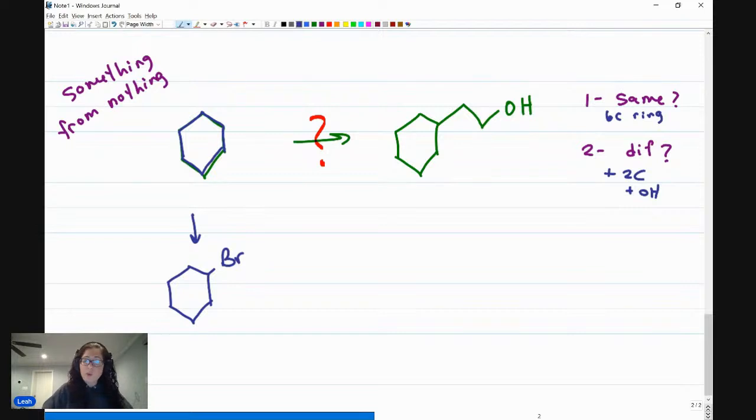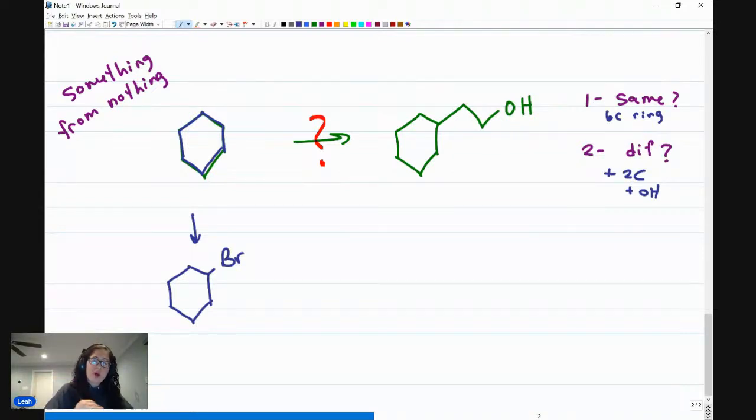Radical halogenation will put a bromine on the most substituted carbon, the most stable radical intermediate. And then I can think about what to add here. We'll start with the Orgo 1 reaction.